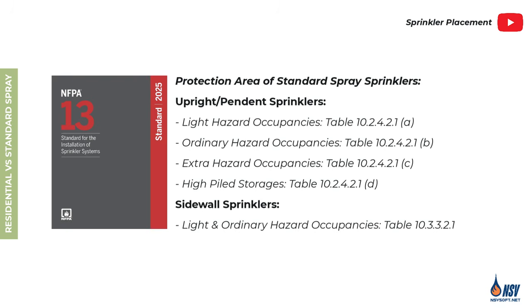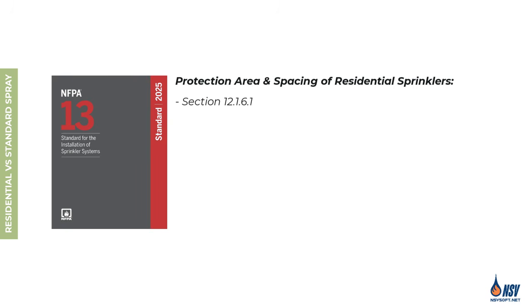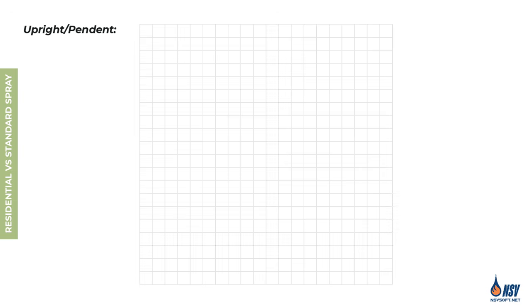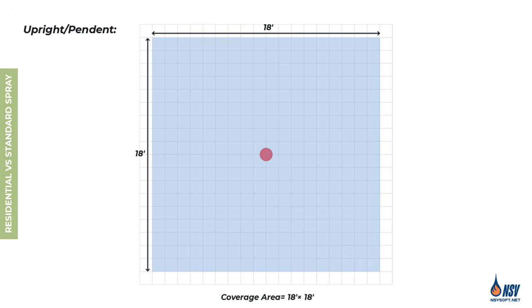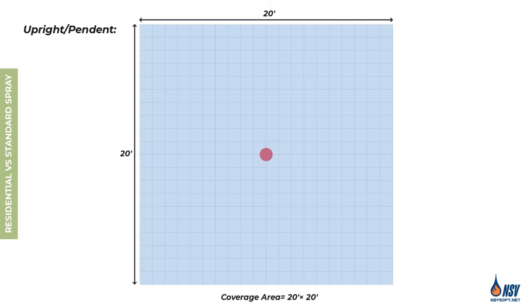As we reviewed in earlier videos, NFPA 13 determines the maximum coverage area for standard spray sprinklers based on the occupancy's hazard classification, regardless of the available pressure. Residential sprinklers, however, work differently. Their allowable coverage area depends on the available water pressure and must follow the specific performance data provided in the manufacturer's datasheet. The coverage area for upright and pendant residential sprinklers is square, with listings commonly available for 12 by 12, 14 by 14, 16 by 16, 18 by 18, and 20 by 20 feet.